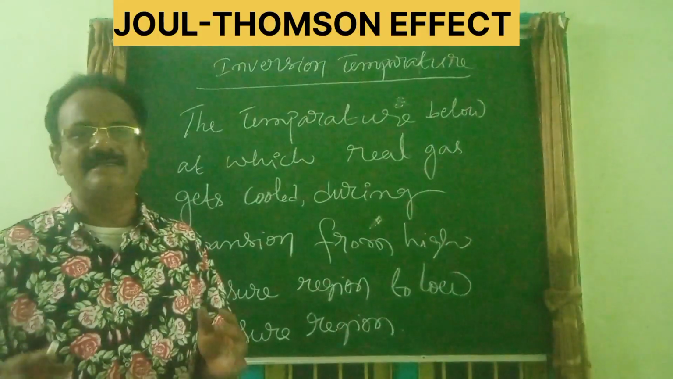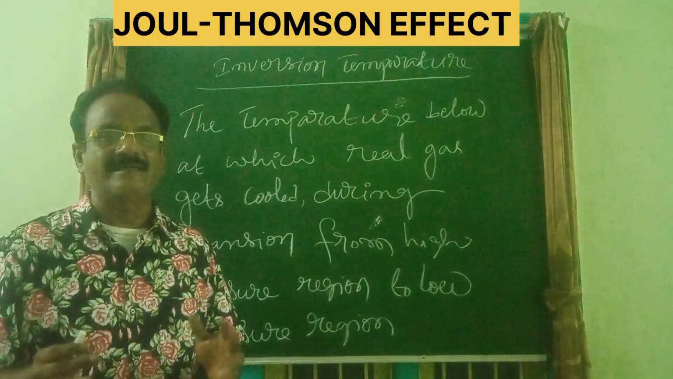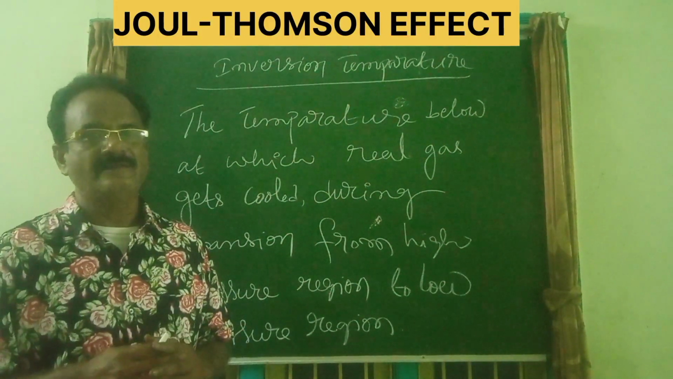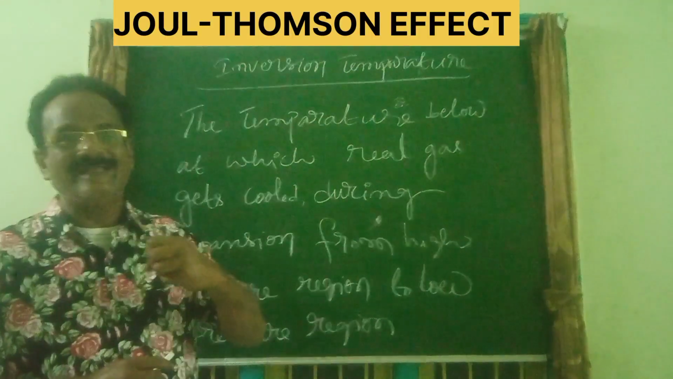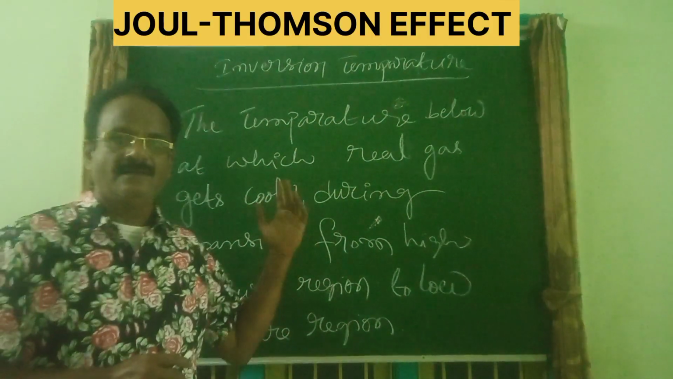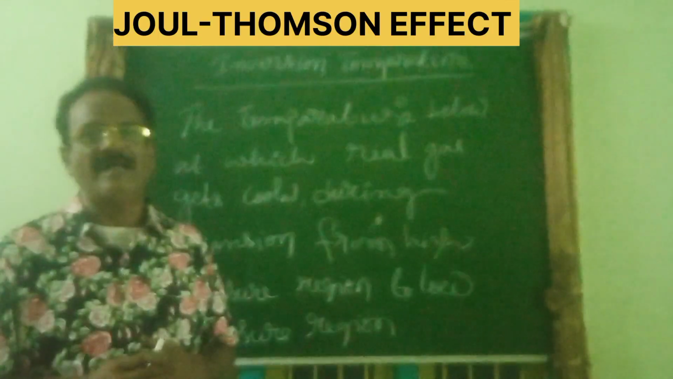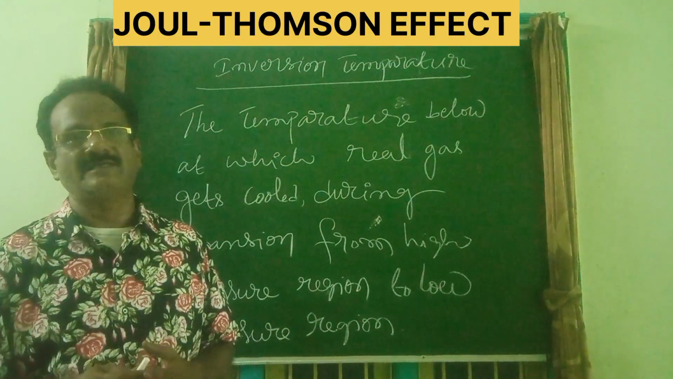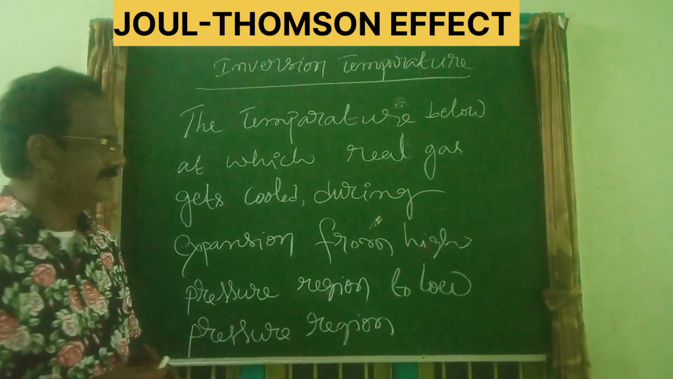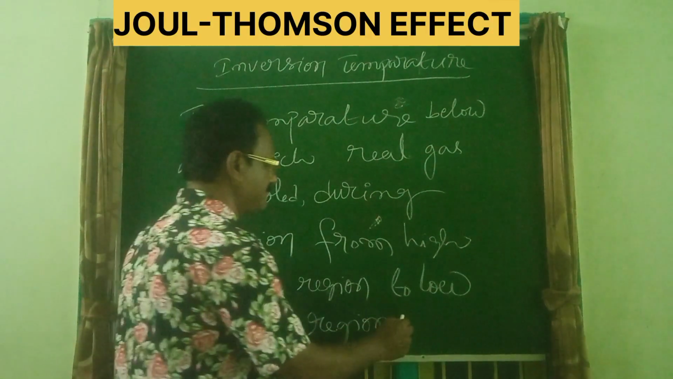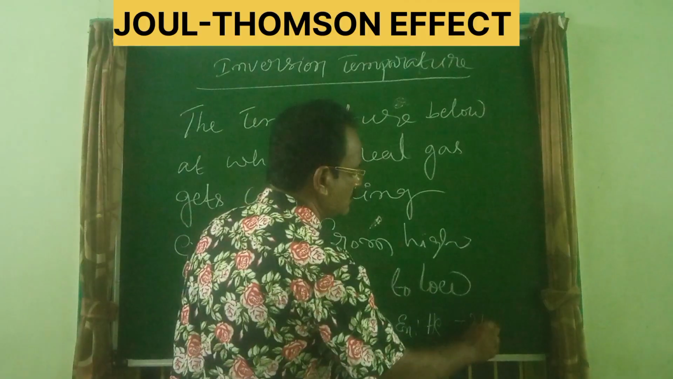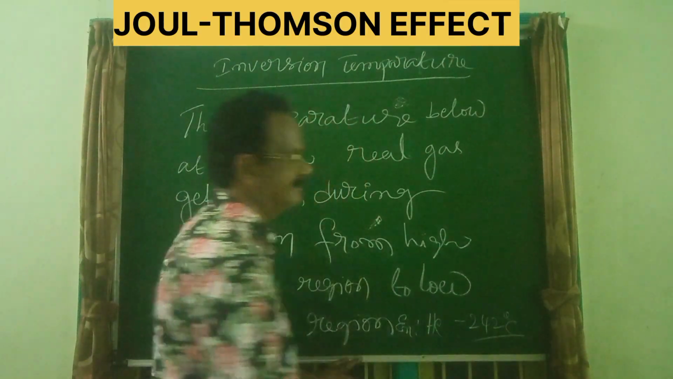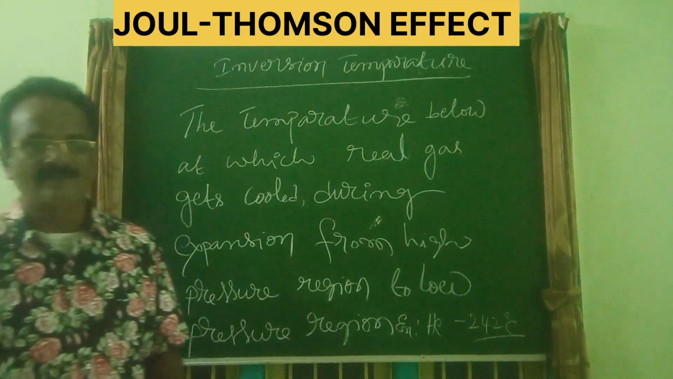Joule-Thomson effect and inversion temperature are interrelated. For example, if you want to cool helium during expansion from high pressure region to low pressure region, the inversion temperature for helium is minus 242 degrees centigrade. This is the inversion temperature of helium.